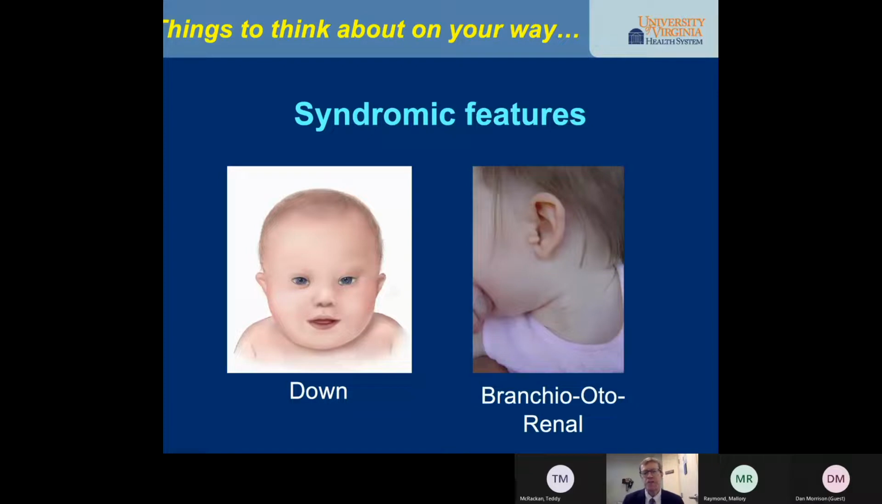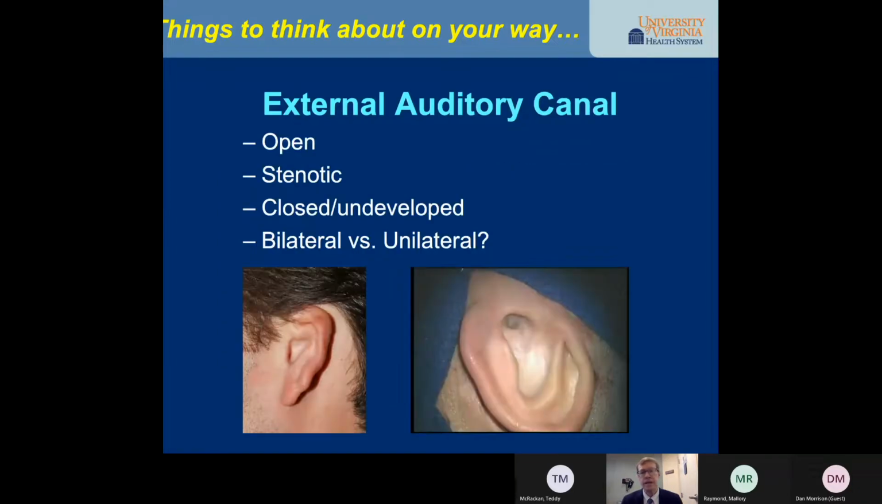So syndromes associated with aural atresia or ear canal stenosis, ear tags, ear pits are important to document because obviously they have implications for other organ systems: the heart, the swallowing system, the hearing, as well as the kidneys and the lungs. So what's the status of the external auditory canal? Is it open? Is it stenotic? Is it closed? Is it underdeveloped? Is it bilateral versus unilateral?